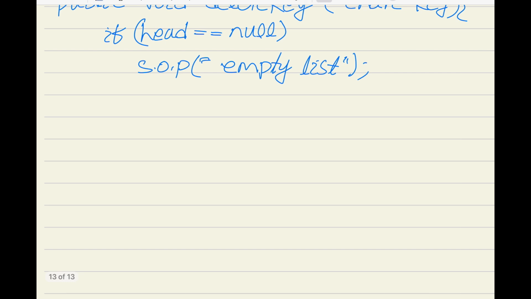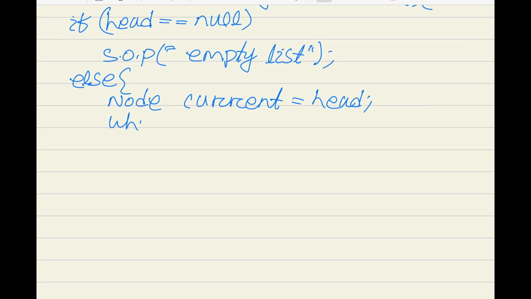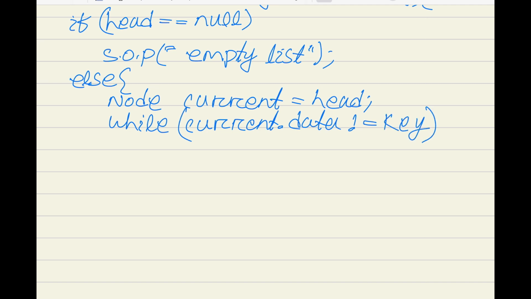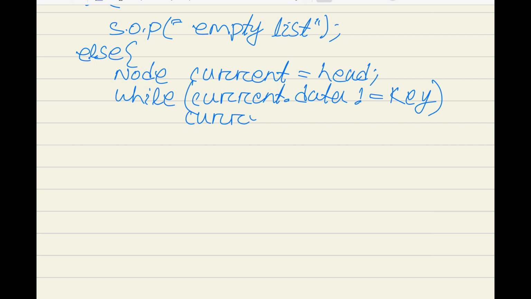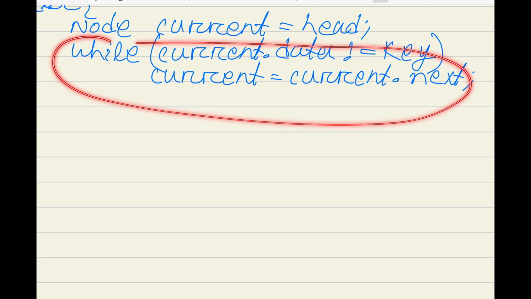Now in the else part we are going to write, that means when the list is not empty, so we can take a reference current. So Node current equal to head, then while current.data not equal to key, current equal to current.next. That means find the node that we want to delete using this loop.